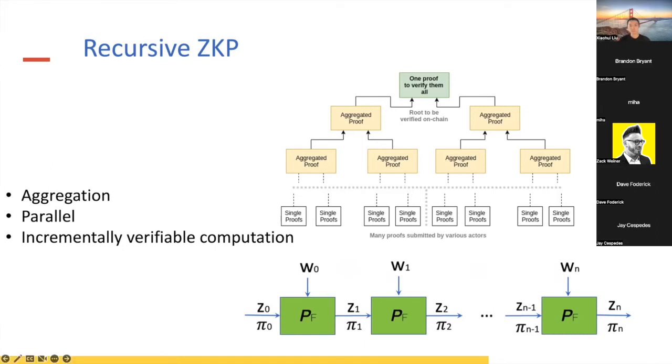I think Brandon's asking, does each proof have its own unique circuit? A new prover key each time? Let me repeat the question. Brandon is asking, does each proof have its own unique circuit? And if so, does this mean the prover has to generate a new pair of proving and verification keys? Good question.